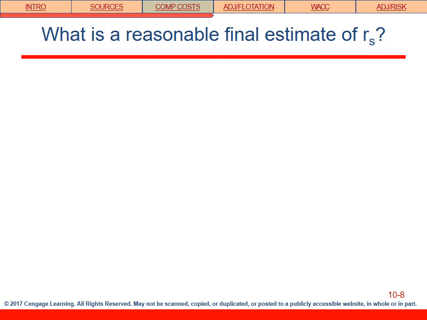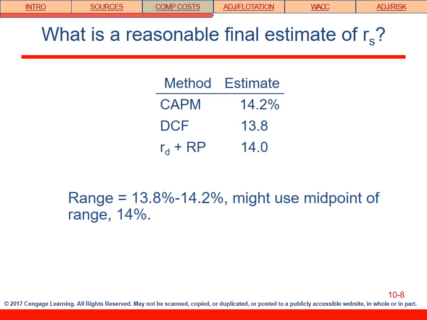So, we've got 3 methods of finding the cost of retained earnings. We applied them all for Coleman Technologies, and we found 3 different answers. So what are we going to go with? Well, if we have equal confidence in all 3 methods, we can just take the midpoint. We can take a straight average, which in this case would be 14%.